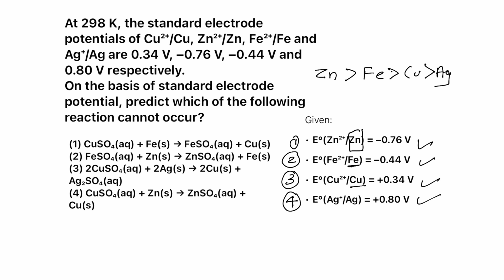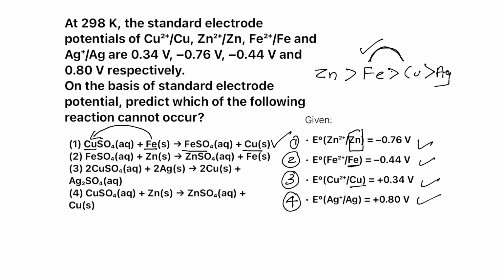Got it right? Now, second point. This is something which you know from class 10. A more reactive metal can displace a less reactive metal from its salt. Okay, so check the first reaction. Fe, copper. Which is more reactive between Fe and copper? Fe is more reactive. So Fe will definitely replace copper and you will get FeSO4. Copper will be displaced. See, this reaction will happen.